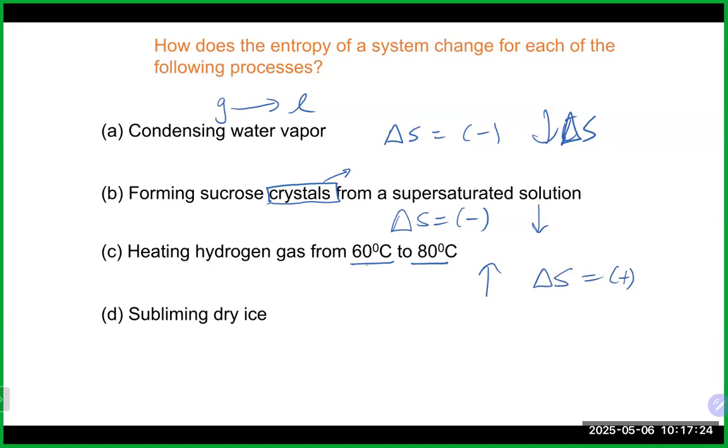And lastly, sublimation. Sublimation is the process of going from solid directly to gas, skipping the liquid phase, right? And obviously we're going from something that's in the solid state to things flying around basically. And that definitely would increase the entropy, and the delta S here would be more positive. Any questions on any of those there?